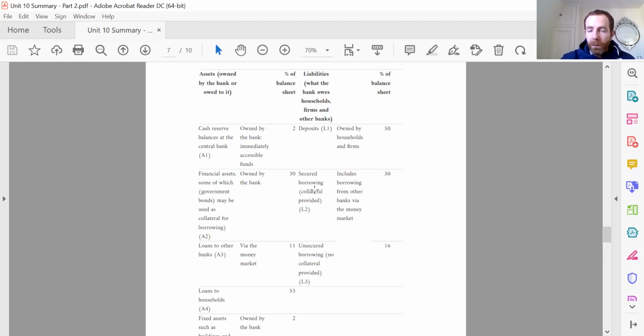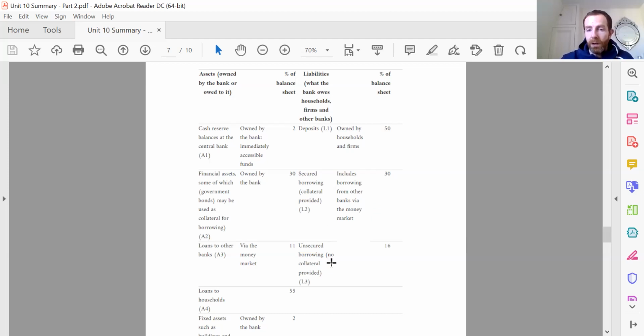So secured borrowing is where maybe the bank has provided some collateral. What that means is if the bank couldn't actually pay back the money that it owes, then the person it owes the money to, or the other commercial bank it owes the money to, could take some sort of asset. That could even be government bonds.